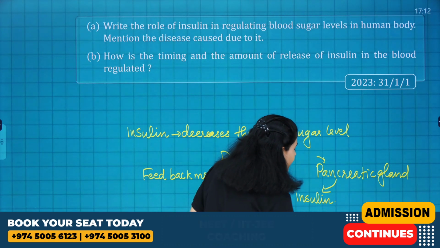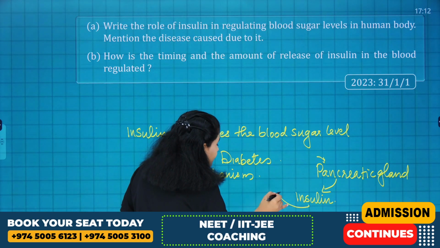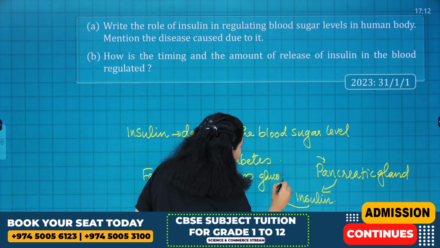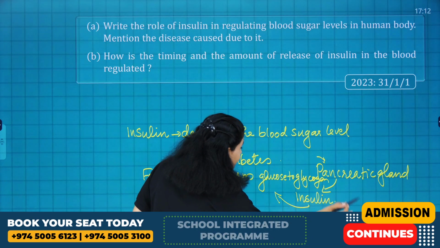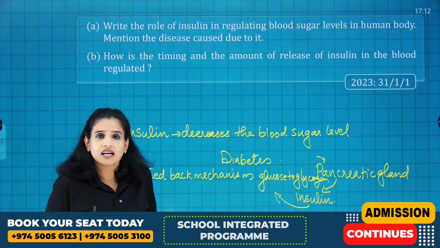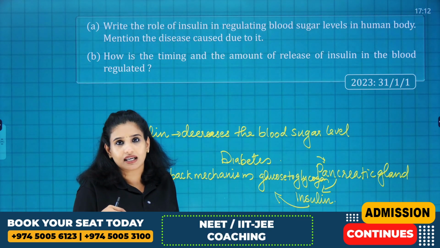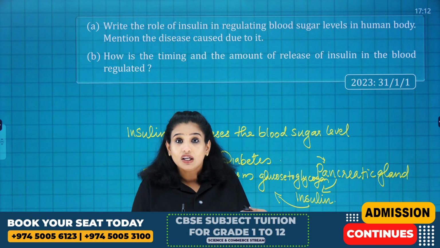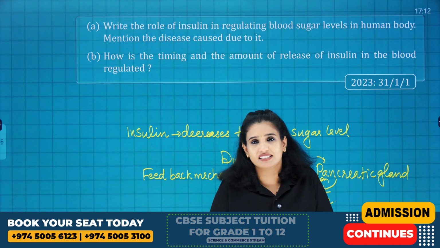Okay, insulin will be released. And when the insulin releases, it converts glucose to glycogen. That means it controls the blood sugar level. It decreases the blood sugar level. What is the function of insulin? It decreases the blood sugar level. So this mechanism is called a feedback mechanism.